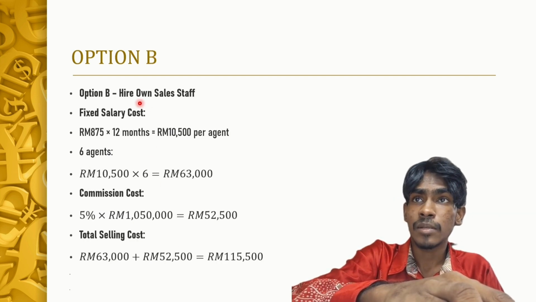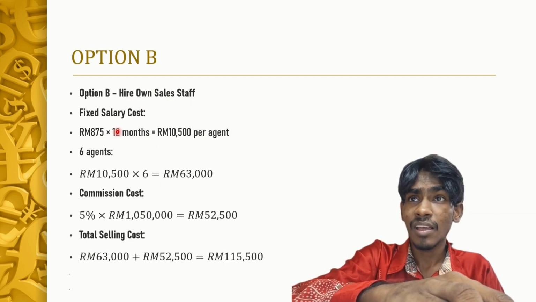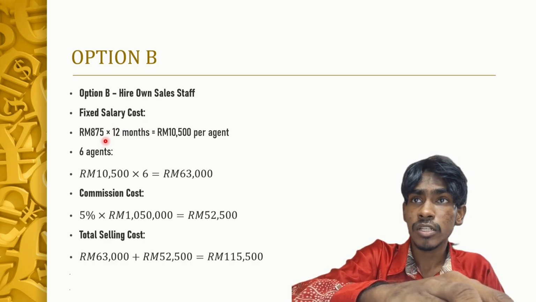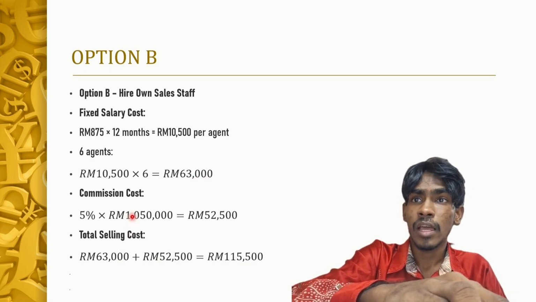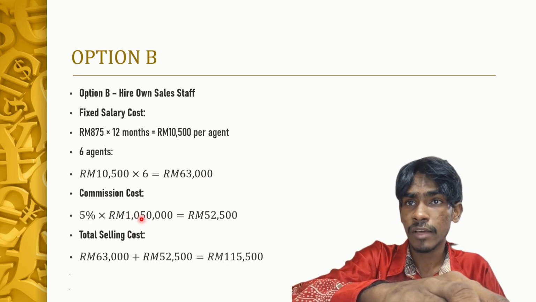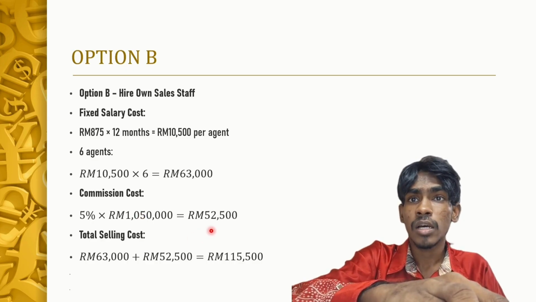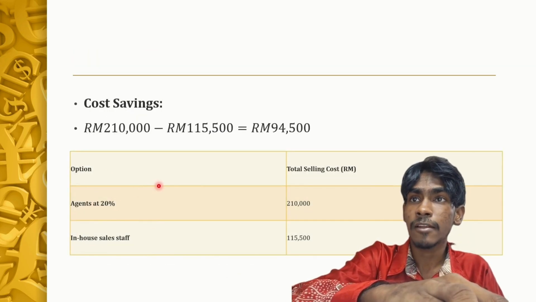For option B, it's about hiring our own sales staff, and we need to find the fixed salary cost. The calculation is 875 ringgit Malaysia multiplied by 12 months, and we got 10,500 ringgit Malaysia per agent. There are 6 agents, so we multiply by 6, and we got 63,000 ringgit Malaysia. Then the commission cost is 5% multiplied by 1,050,000 ringgit Malaysia, and we got 52,500 ringgit Malaysia. The total selling cost is 63,000 plus 52,500, and we got 115,500 ringgit Malaysia.